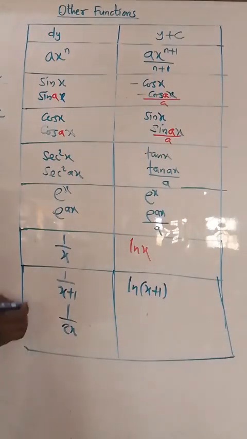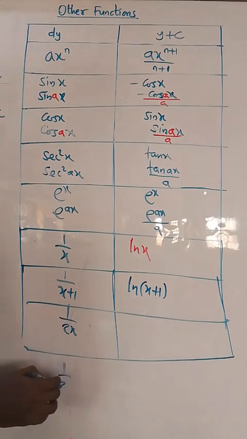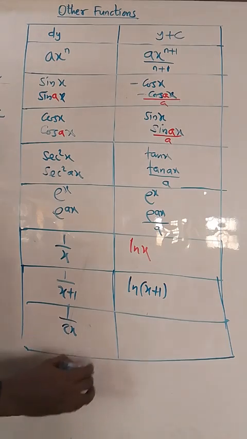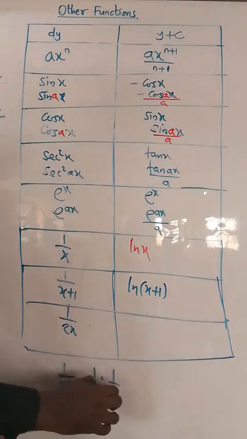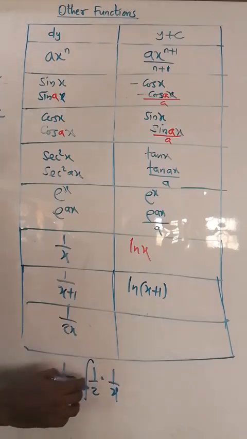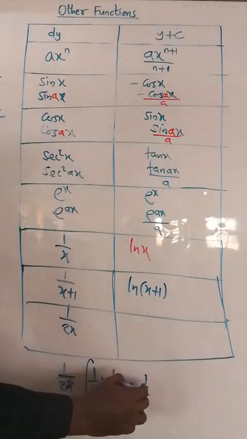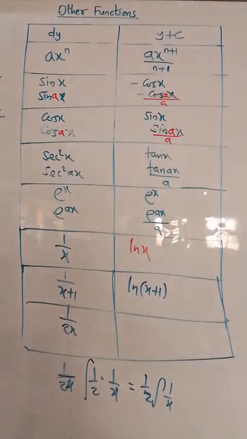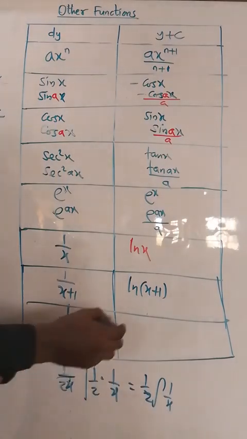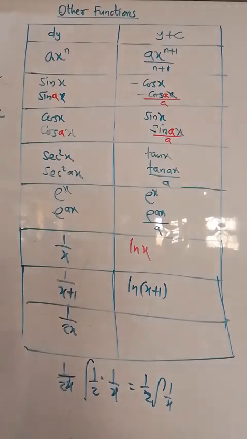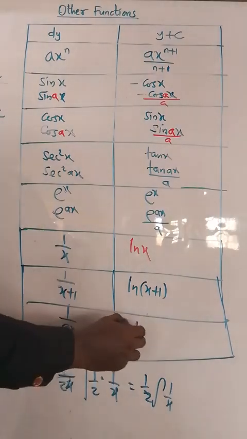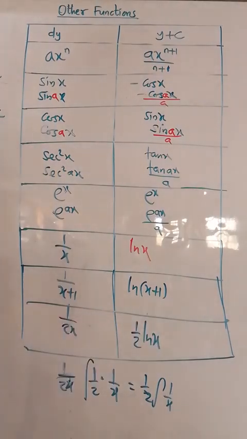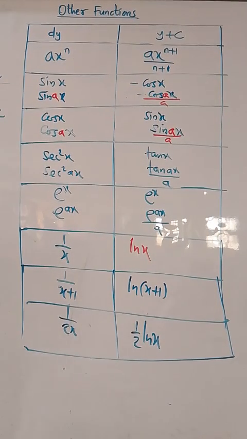You don't need to memorize this, you can solve it out with the idea here. We know 1 over 2x can be written as 1 over 2 times 1 over x. So if you integrate this, half is constant, so you can just bring out the half. That's half into 1 over x. Then we integrate 1 over x, so the answer will be half ln x plus c. Okay, note all this, then let's solve questions.